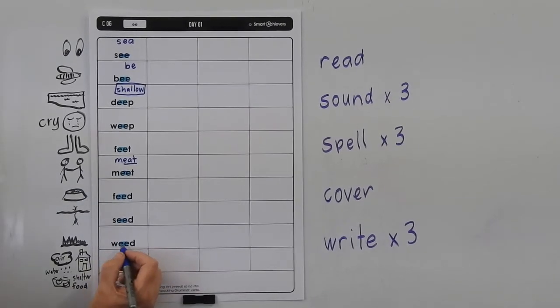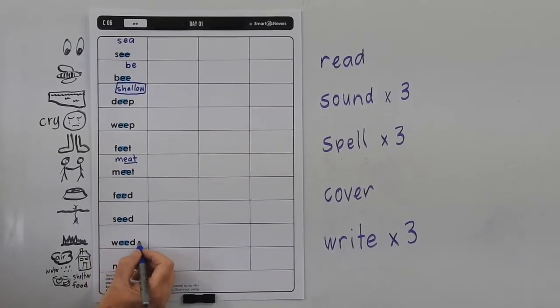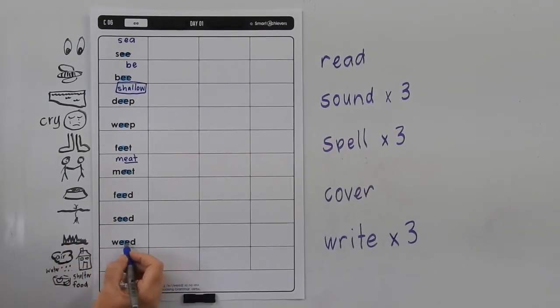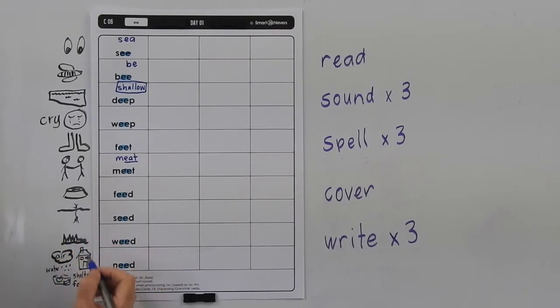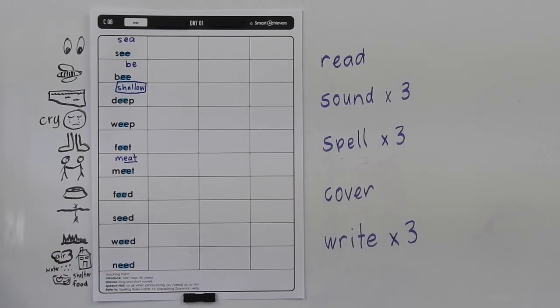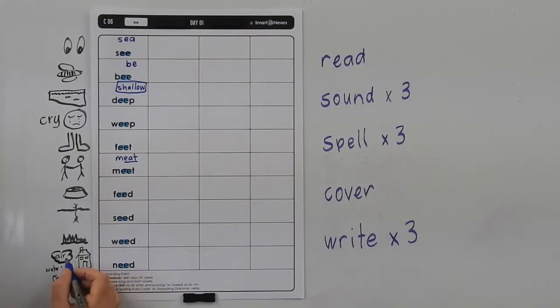A weed are those things we don't really want a lot of in our gardens. So that's just where weeds come up all over the place, and then we have to pull them out and put them in the bin. Need are the things we really need in our lives to keep us alive. So we need air, we need shelter, we need water, and we need food. So they're the things that we can't live without.